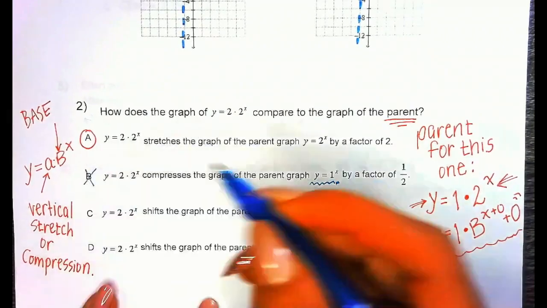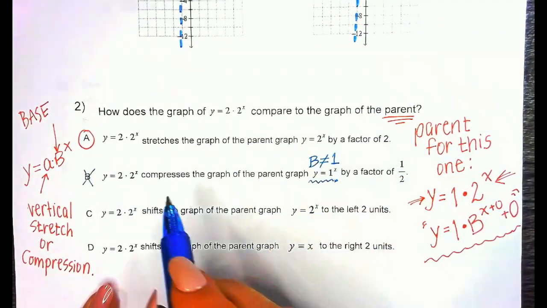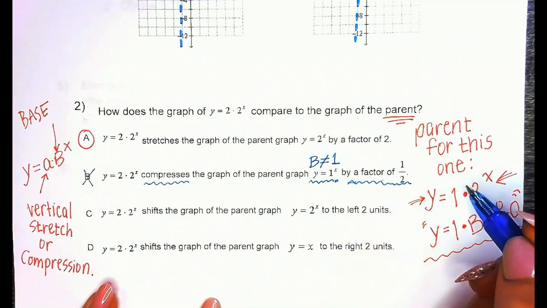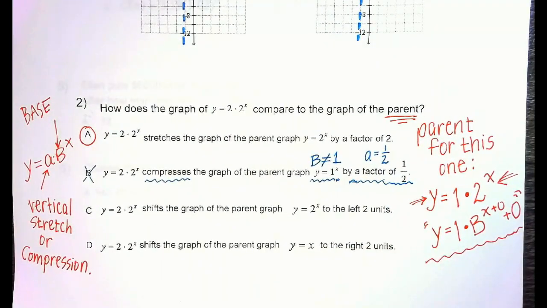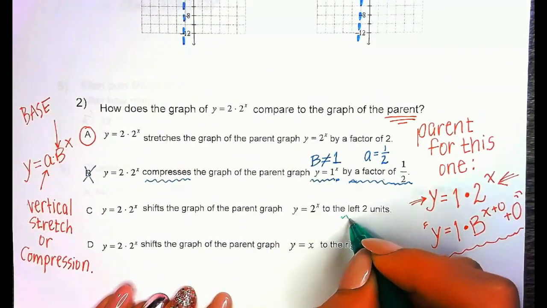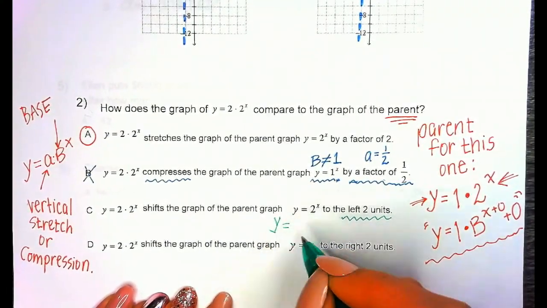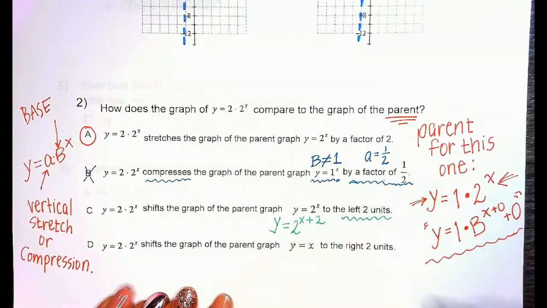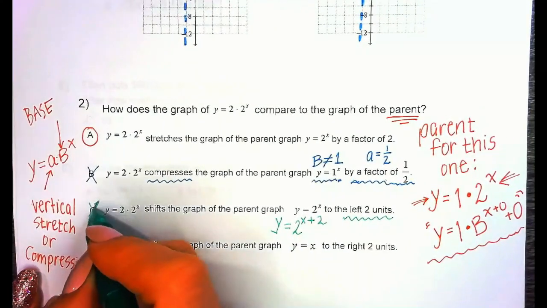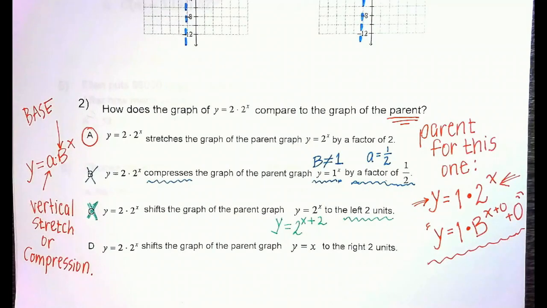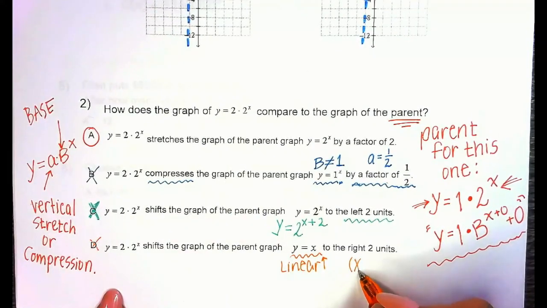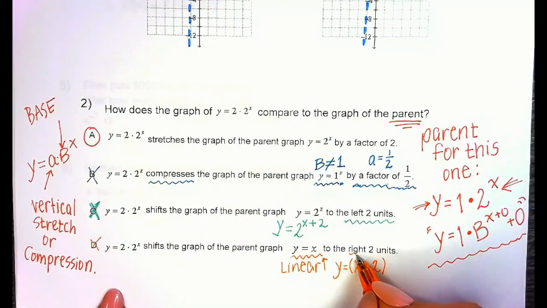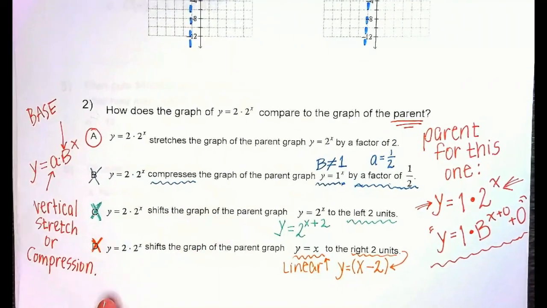In choice B, y equals 1 to the x isn't even a parent function. For exponential functions, the base can never equal 1, and the base must be a positive number. So that choice makes no sense. While choice C has the right parent function, it describes it as moving to the left 2 units, and that's inaccurate. The last choice is inaccurate in 2 ways. It isn't going to the right 2 units, and y equals x is not the parent function. That's the parent of a linear function.